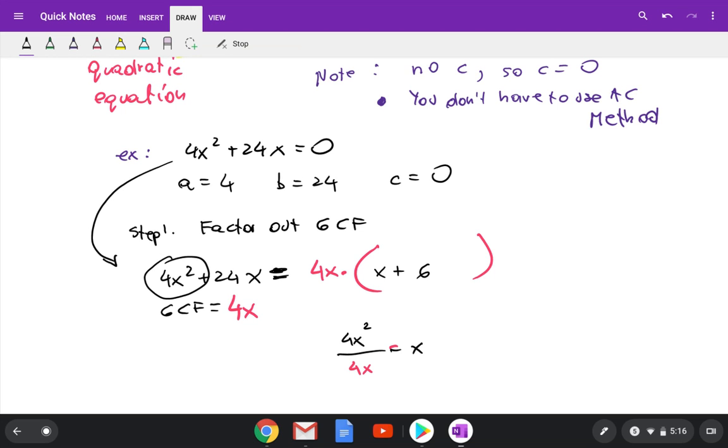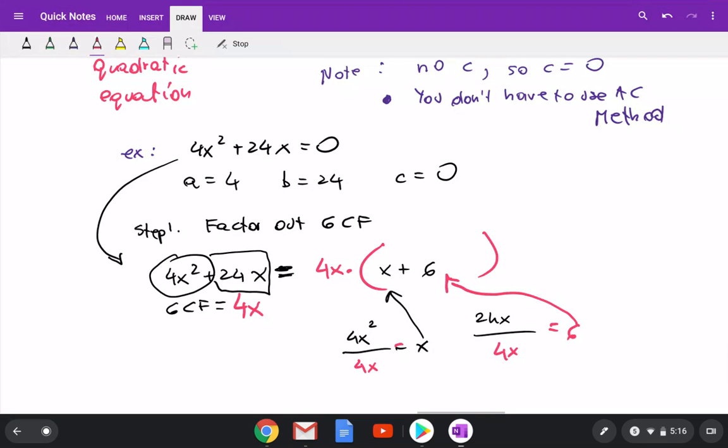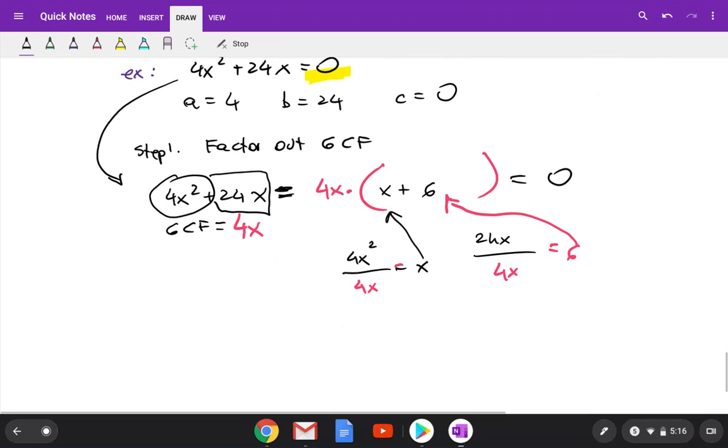That's how I got x. And then I took the second expression, which is 24x, divide by GCF, which is 4x, and that will give you 6. That's how we got 6 here. Okay, so we factor out the GCF. Don't forget that our equation has to be equal 0. So we have 4x times x plus 6, it's equal 0.